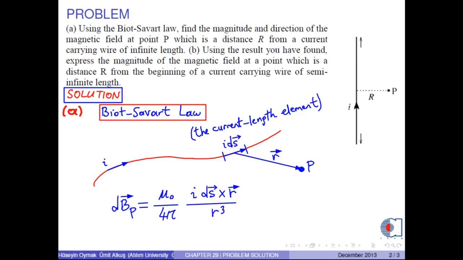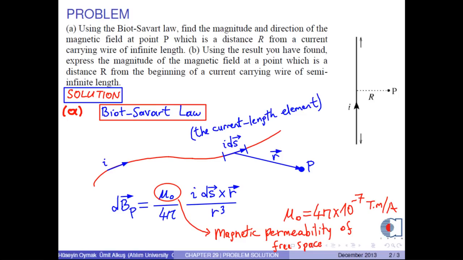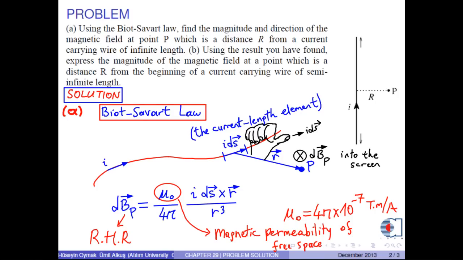where mu0 is the magnetic permeability of free space, and it has the value 4 pi times 10 to the negative 7 Tesla meters per ampere. The direction of the magnetic field is attained by the right-hand rule. In this figure, the magnetic field is into the screen. Anyway, let us turn to our problem.